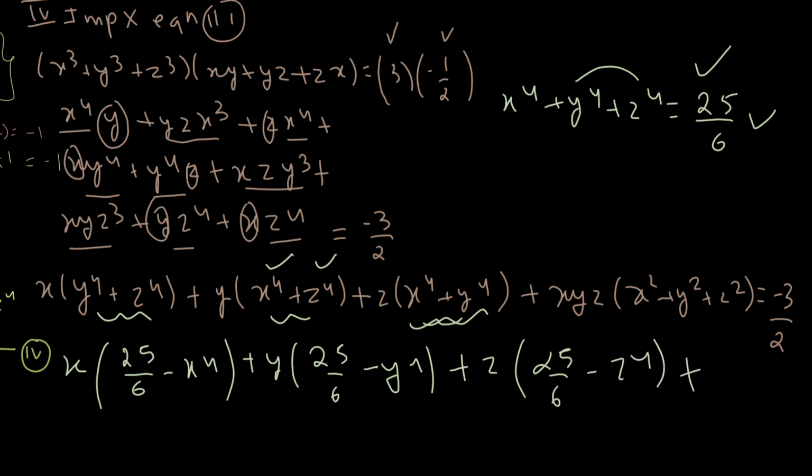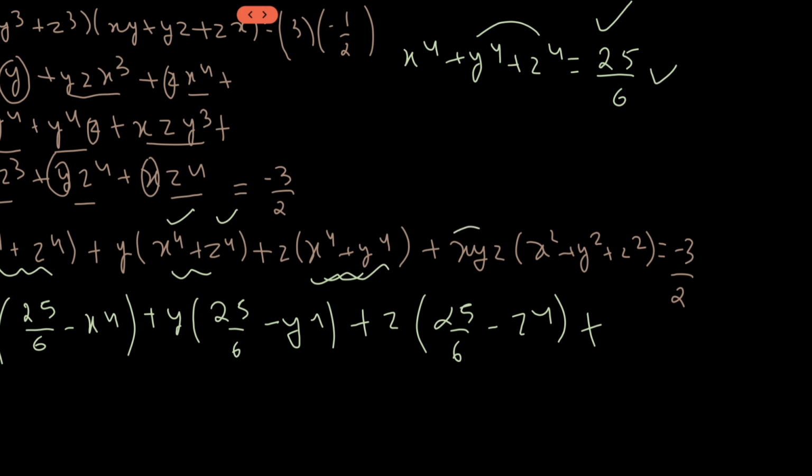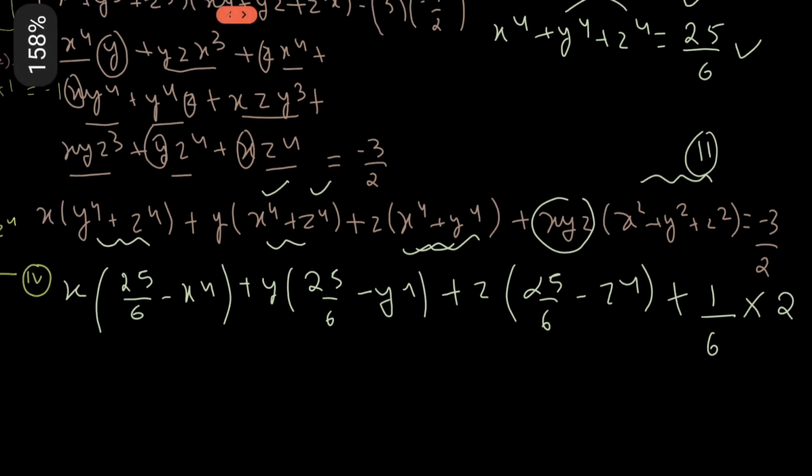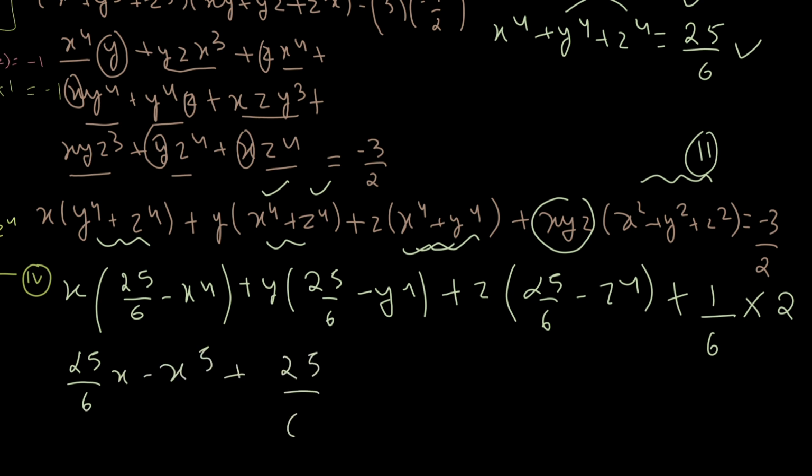From our second important equation, the value for xyz was 1/6 multiplied with x^2 plus y^2 plus z^2, that was equation number 2, and this thing is -3/2. Okay, so on the left hand side we'll open the bracket: 25/6 times x minus x^5, plus 25/6 times y minus y^5, plus 25/6 times z minus z^5, plus 1/3 is -3/2.